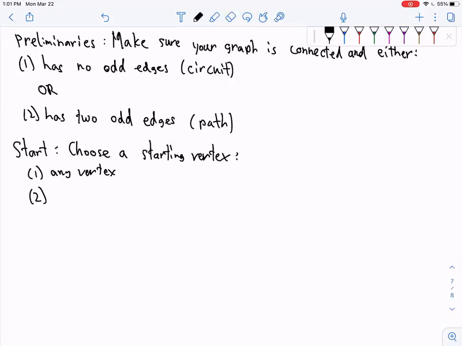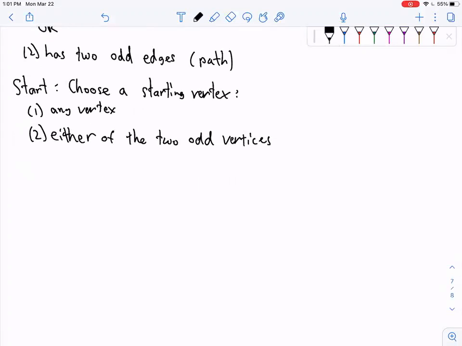So choose a starting vertex. In case one, where you're doing a circuit, it can be any vertex. In case two, we have two odd vertices, and it can be either of the two odd vertices. Okay. So that's how we start.